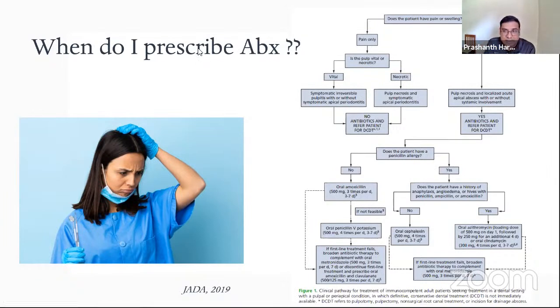pulpitis cases, which shows that if the patient has pain only, and if the pulp is vital or necrotic, if it is vital, then you just do symptomatic management. No antibiotics is required. Perform the treatment. If it is necrotic and only pain, again, do only pulp extirpation and then perform the treatment, whatever treatment has to be done, like root canal or extraction, but no antibiotic is required.